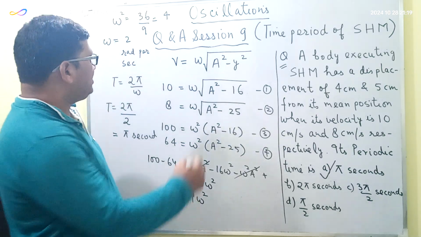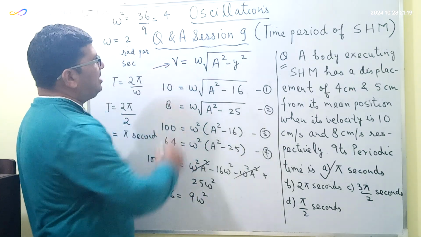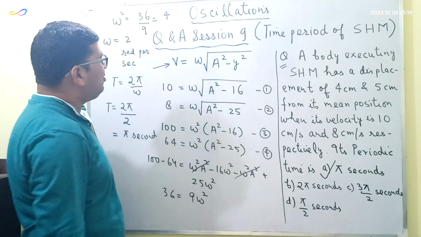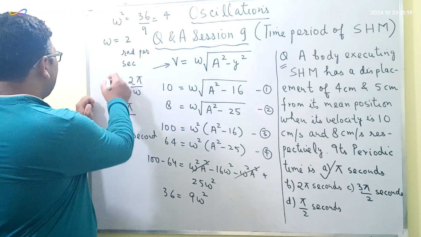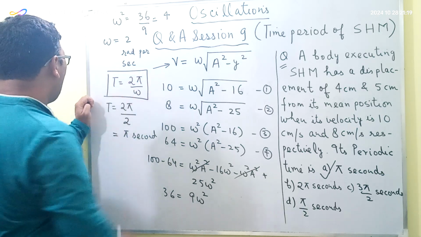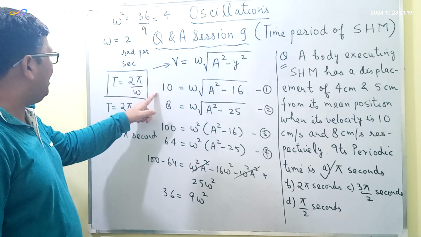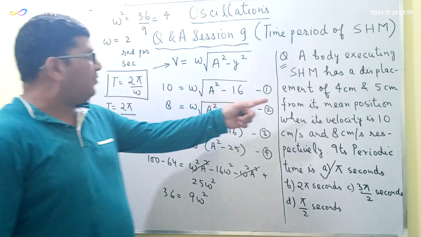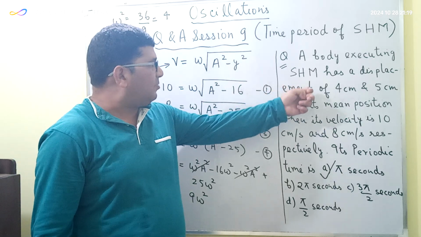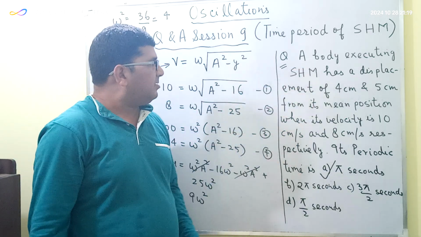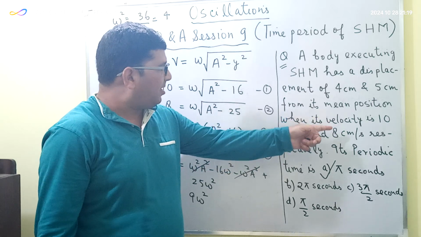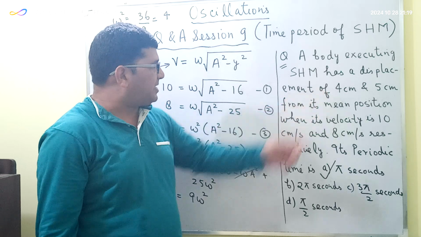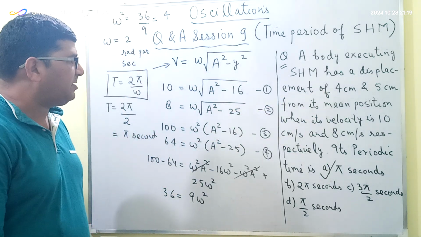So in this question, the most important thing was the utilization of this formula, that is v is equal to omega under root a square minus y square, and then after finding the value of omega, we used the equation time period is equal to 2 pi upon omega. By substituting the value of omega in this equation, we were able to find the periodic time of this simple harmonic motion of this body, whose velocity is 10 centimeter per second and 8 centimeter per second, when its displacement was 4 centimeter and 5 centimeter from its mean position.